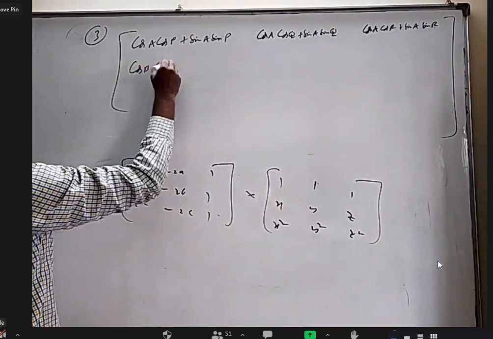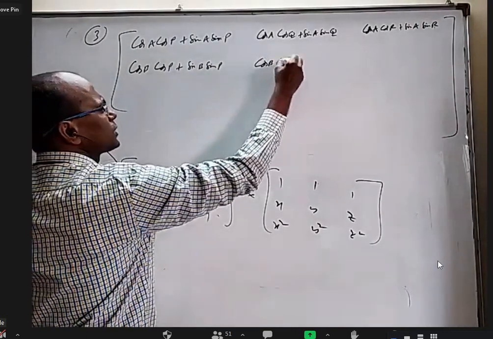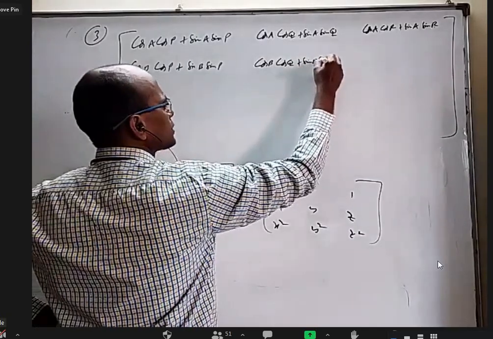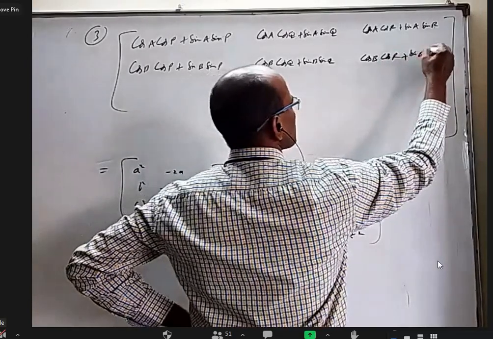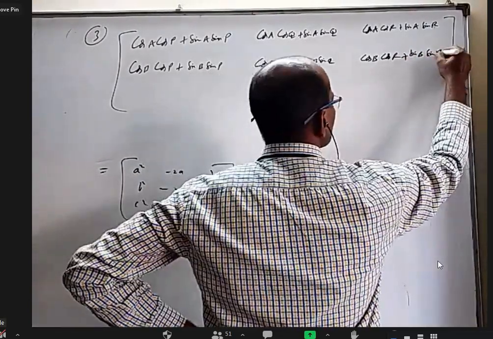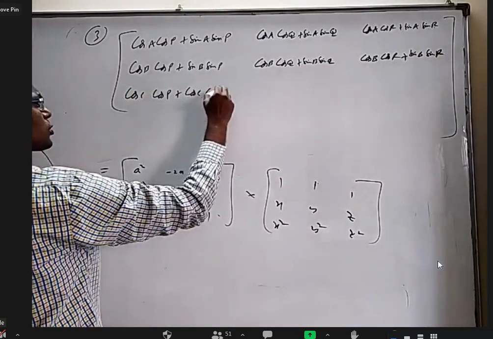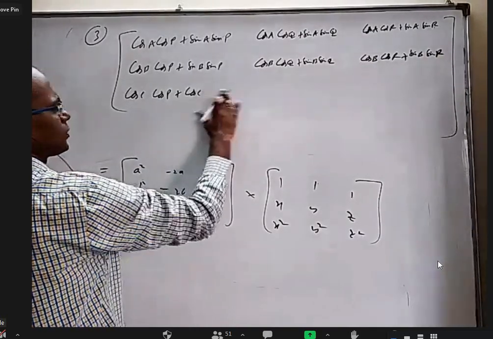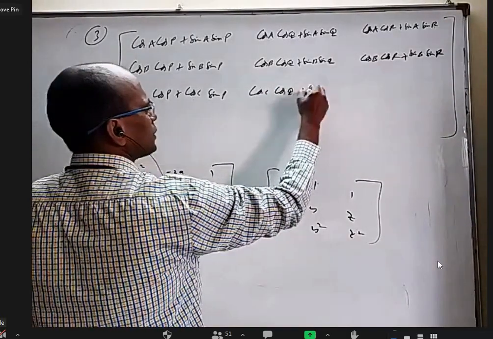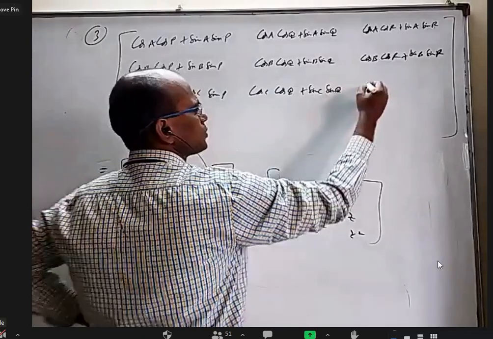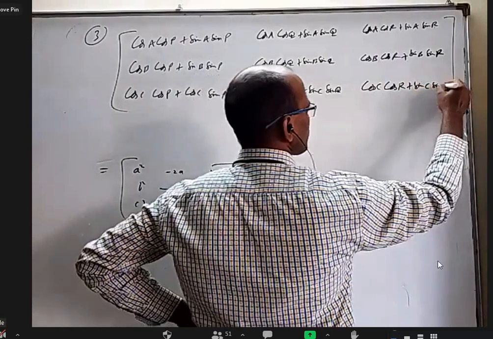cos B cos P plus sin B sin P. cos B cos Q plus sin B sin Q. cos B cos R plus sin B sin R. cos C cos P plus sin C sin P. cos C cos Q plus sin C sin Q. cos C cos R plus sin C sin R.